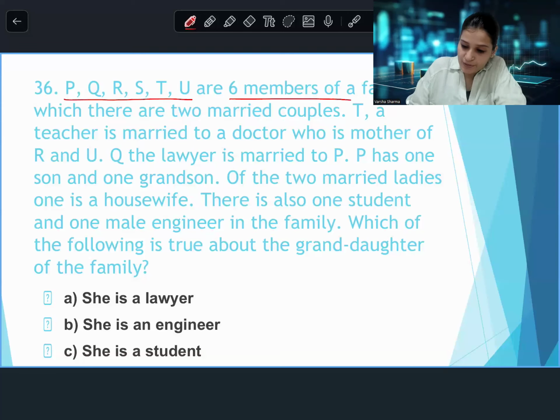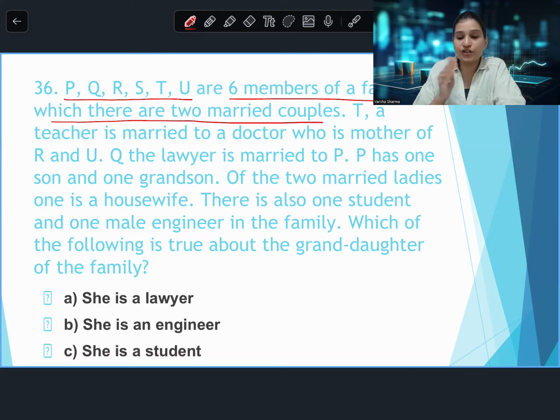PQRSTU. They are 6 members of a family in which there are 2 married couples. So we are talking about 2 things here, the relationship in the family as well as the profession. Agree? Yes, ma'am. We need 2 married couples, so 4 people. T is a teacher, so the profession is final now.